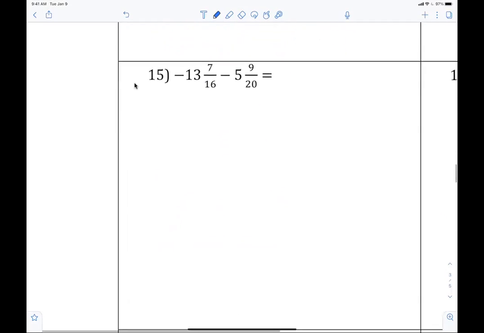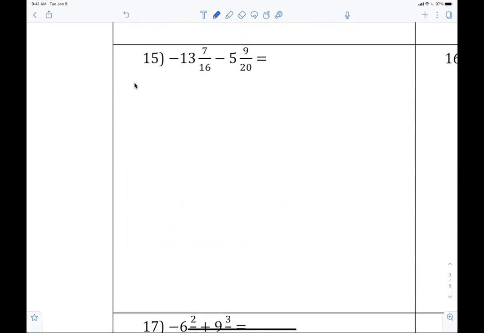Let's try 15. Now, I should have been saying, are we adding or subtracting these each time? So with these, am I adding or subtracting? Aiden, I'm going to let you tell me about this one. Add. You're going to add. All right, now I need a common denominator. So can you tell me what's common, Aiden? Oh, 4. Yes, 4. So this is 4 times 4, and this is 4 times 5.